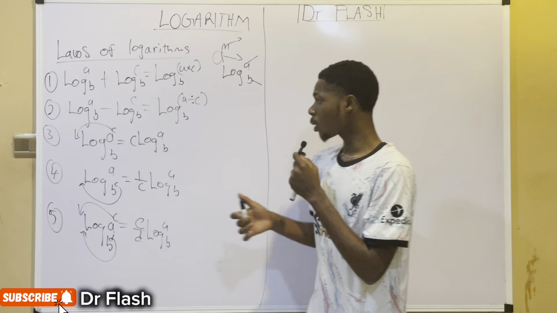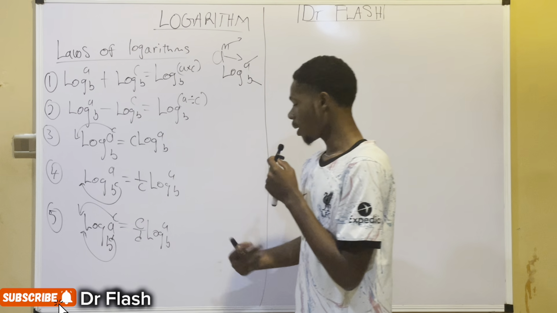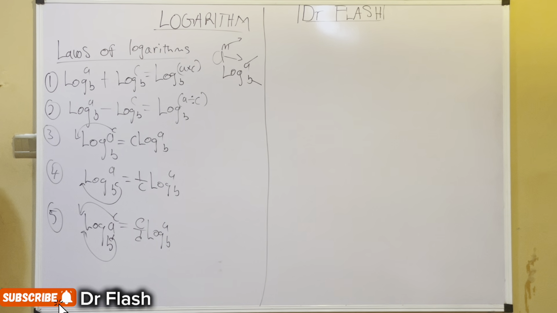Okay, so you've seen that we've now combined law 3 and law 4 to give us what now? Law 5. Remember I said as we go on, some of these laws are actually combinations of one or two or more of the laws we're already having. Okay, so it is that easy. Now let's talk about law 6.